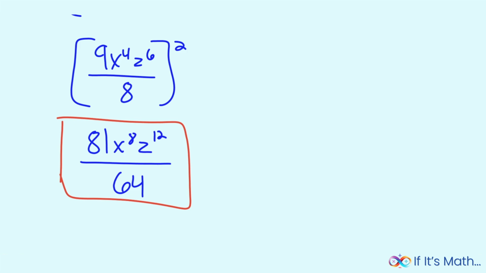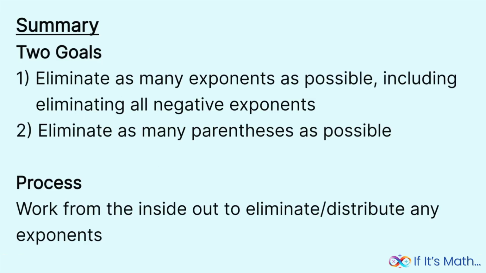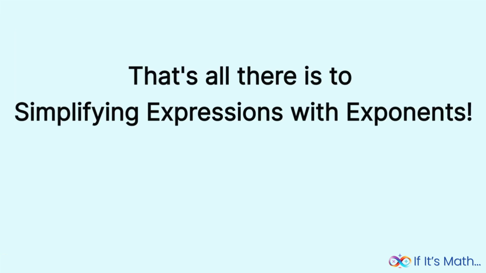Okay, I know that was a whole lot. Feel free to go back, take a look at these again, watch each step to understand why you do things in a certain order, why things aren't fully simplified if you still have negative exponents. So just as a quick summary, what you've been doing is you're going to eliminate as many exponents as possible, make sure you have no negative exponents, and get rid of as many parentheses as you can. And then as we did that, we worked from the inside out because that made life easier. And that's it. That's all there is to simplifying expressions with exponents.